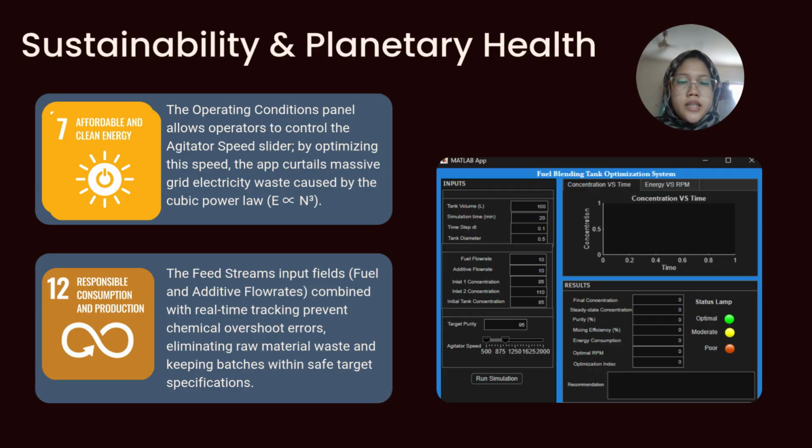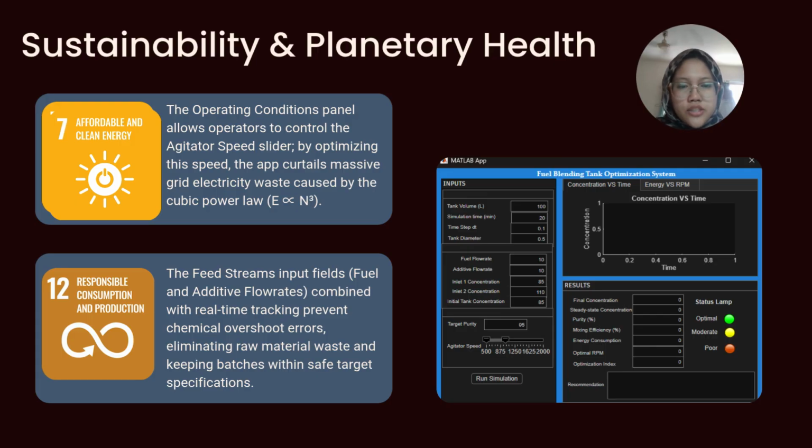First, the platform actively enforces UN Sustainable Development Goal 7, affordable and clean energy. By utilizing the operating conditions control array, operators can mathematically constrain the agitator speed slider. Because mechanical power scales aggressively as a cubic function of velocity, isolating the lowest viable operational speed through this interface prevents massive unnecessary grid electricity draw.